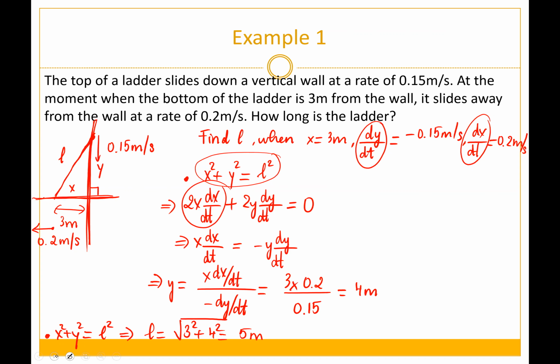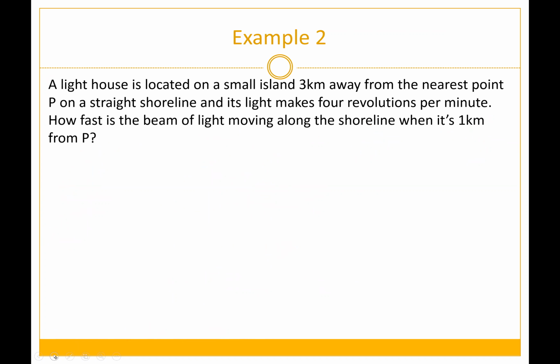Now, having said that, let's go to the second example. It's slightly more difficult, but it's based on the same principle. We have a lighthouse located on a small island, 3 kilometers away from the nearest point on the shoreline. So this is the key: the small island here, and the shoreline. The shortest distance is always the perpendicular, the point where you take the perpendicular straight line here. So this is going to be P.